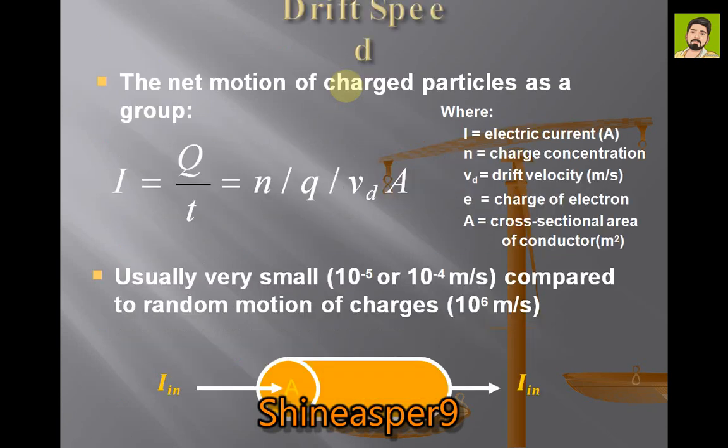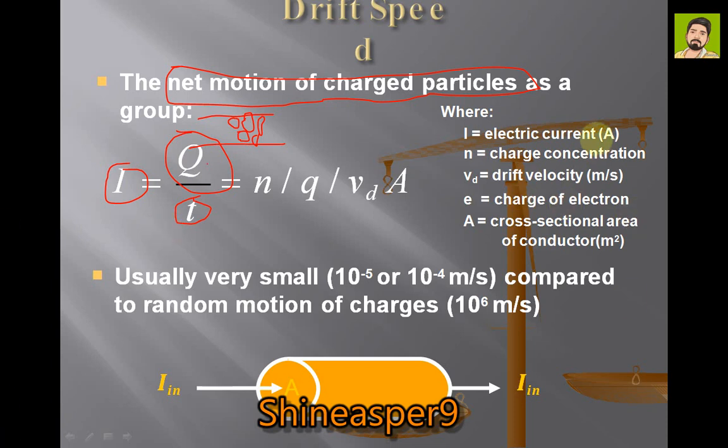Drift speed. What is drift speed? The net motion of charged particles as a group. Group means so many charged particles going through this line. That is drift speed. That is your current I, that is Q, charge, over time T, so I is equal to Q by T, where Q is your charge.